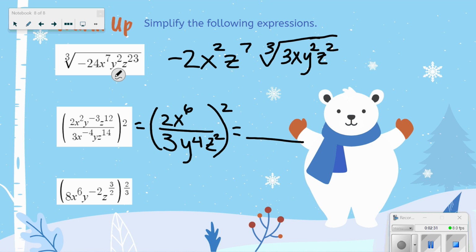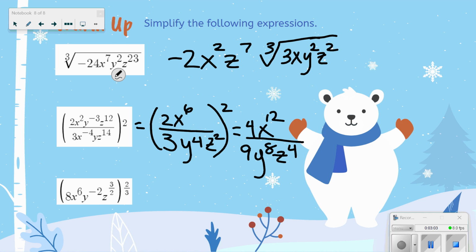Think about 2 squared, we know is 4. What about x to the 6 all squared? What would that become? x to the 6 all squared would be x to the 12th. Good job. And then you'd have 9 y to the 8th z to the 4th. And you know you've simplified all the ways. Think about your variable terms: I have x, y, and z, nothing else to combine. 4 over 9 can't simplify.